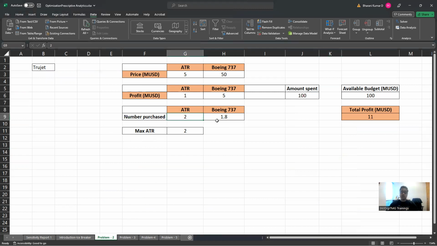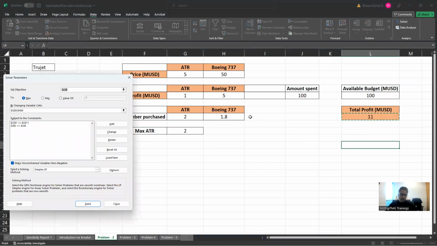But what does the solution say? Purchase 2 ATR and 1.8 Boeing. How can I purchase 1.8? Either I can purchase one Boeing aircraft or two. If I purchase 0.8, only 80% of that, what would I do? Would I leave away the cockpit? Leave away the tail? What do I do, right? So this is not advisable. And the total profit is 100, but it doesn't make sense here.